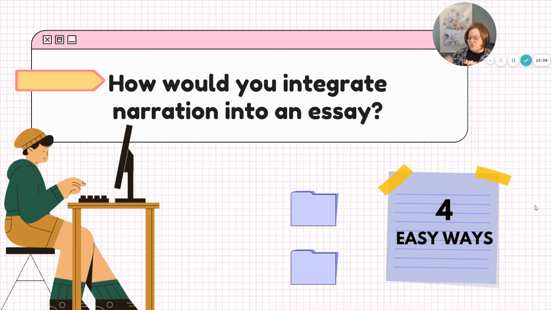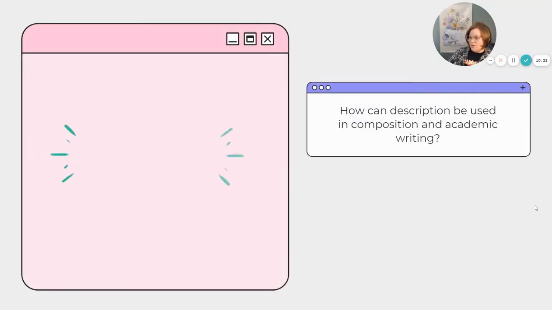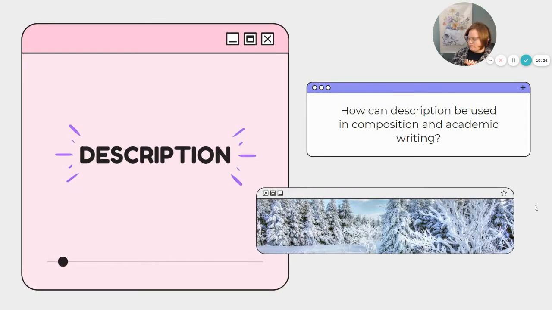The last thing you're going to do is use descriptive language, dialogue, and action because those are ways to integrate narration into your writing. Easy, easy ways. Now, I said we're going to integrate descriptive language and dialogue. So let's look at description.